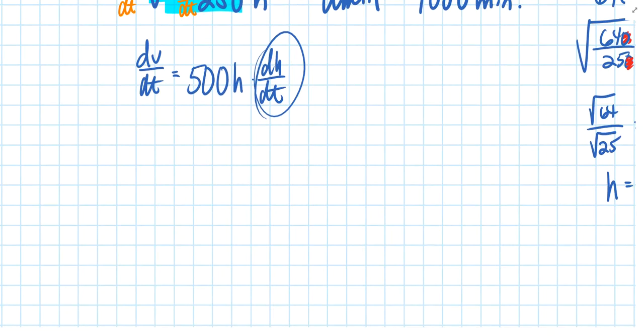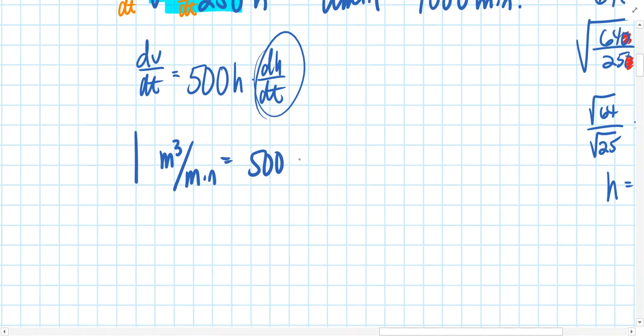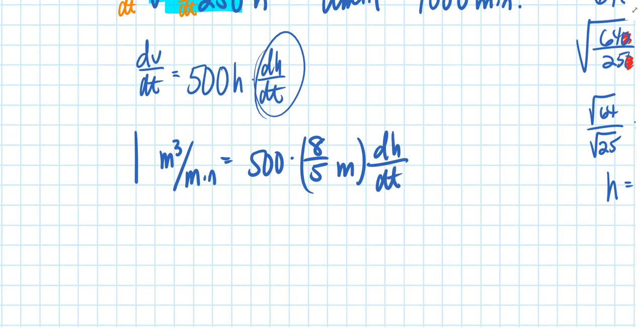So the rate at which the pool is being filled with water was 1 meter cubed per minute, and we had 500 times h, which was 8/5 meters, times dh/dt, which would be in meters per minute. The change in height with respect to time is in meters per minute.